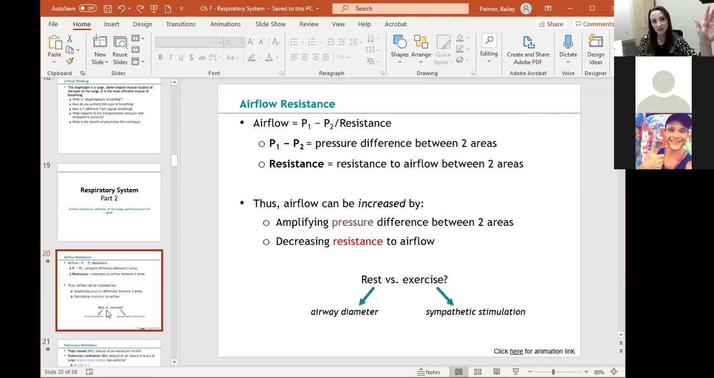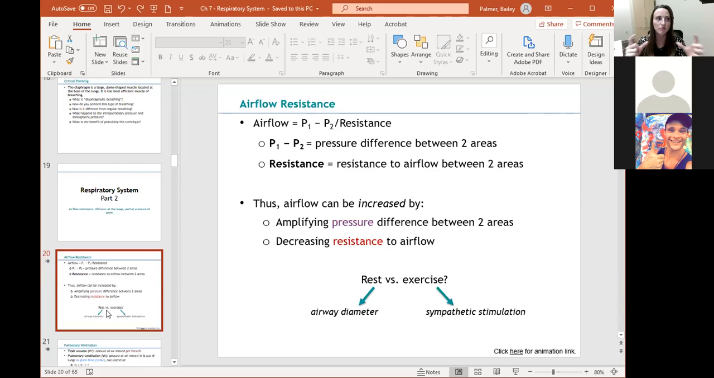If we amplify the difference, we make one larger and one smaller, air is going to flow faster to a certain area. So it could be flowing faster into the lungs or from one area in the body to another area in the body. And then decreasing resistance.